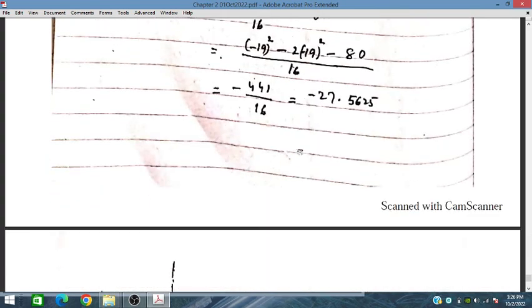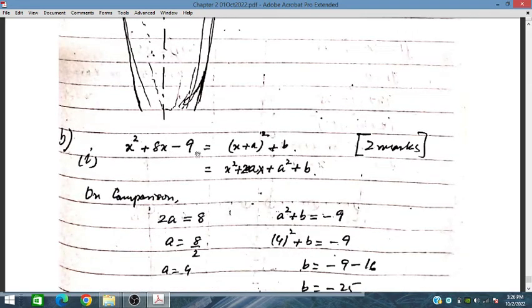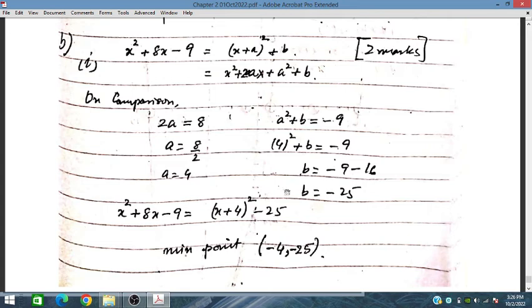So this is again a less than or equal to condition. For part B, we have to formulate into this shape. So we open it, expand it, and equate it to get the values of A and B by equating the coefficients, and by placing them at the appropriate positions, for this we have this. So this is the minimum point at -4 and -25. This value will give a minimum point. This is the minimum coordinate of this quadratic.